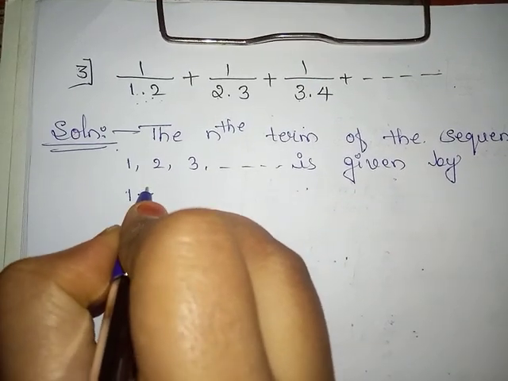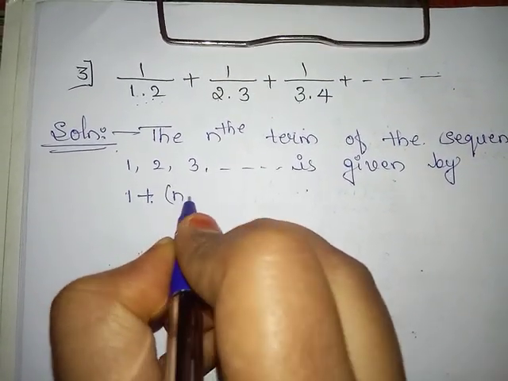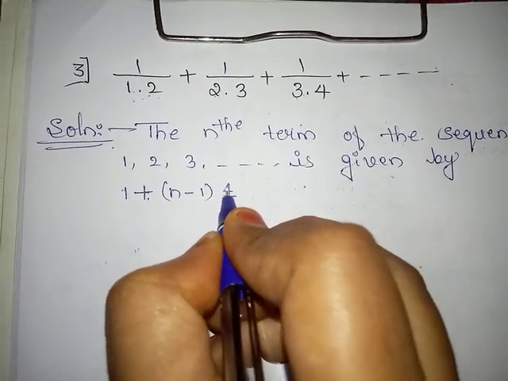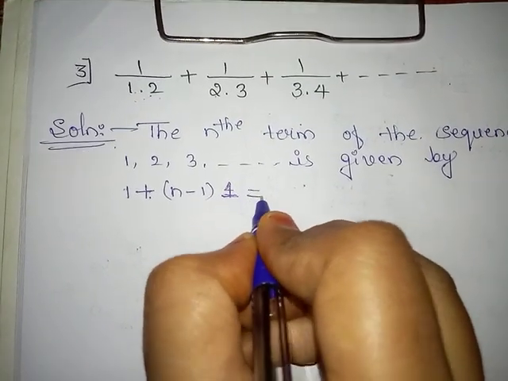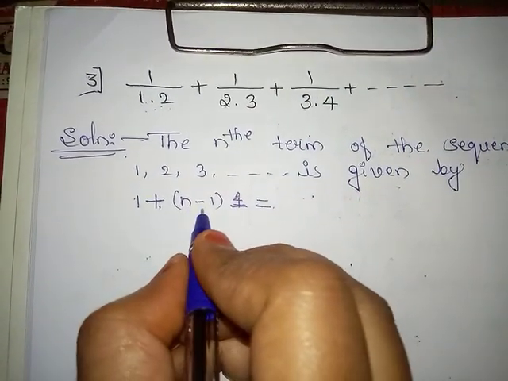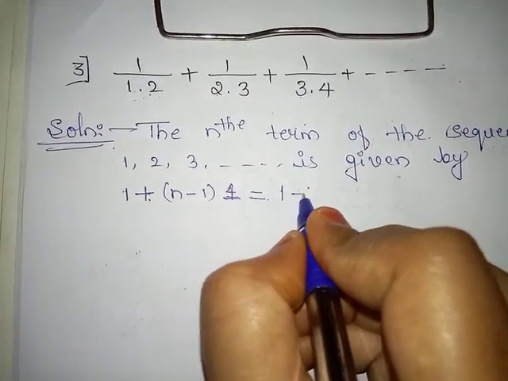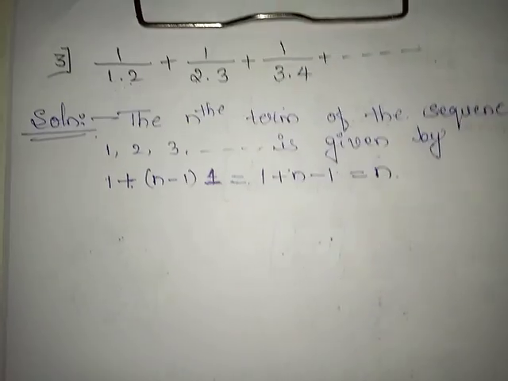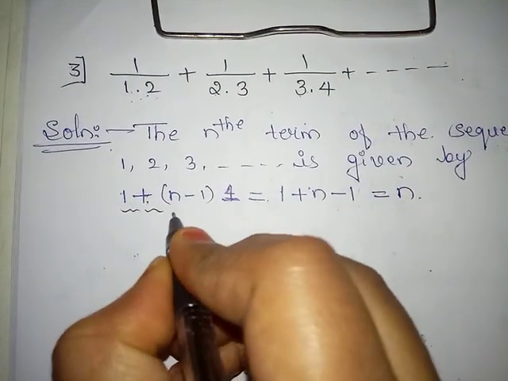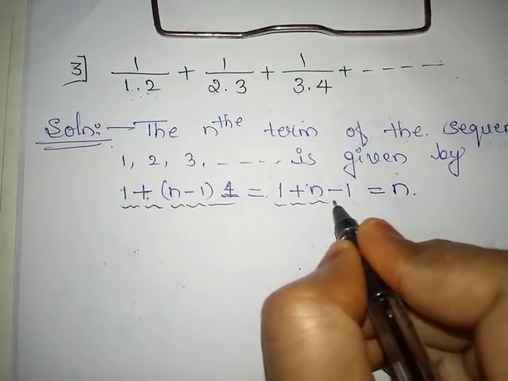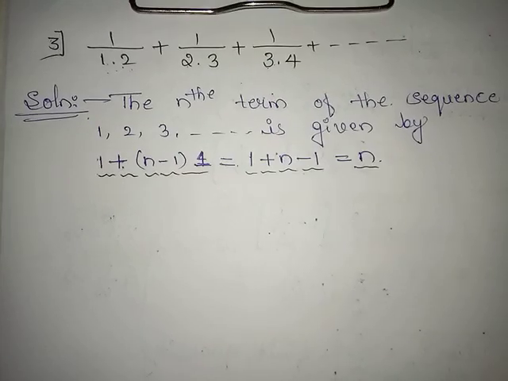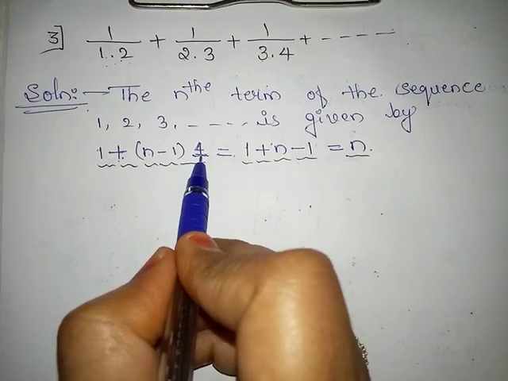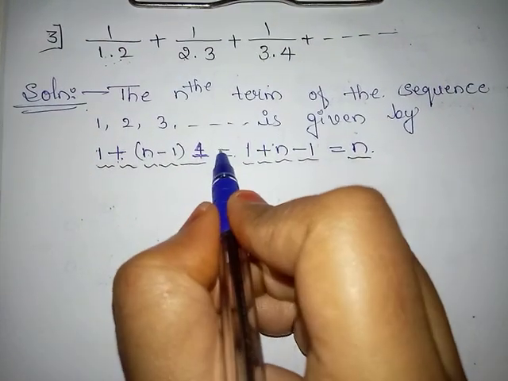1 plus n minus 1 into 1. When we solve this, what do we get? 1 plus n minus 1 means it is n. I will underline this. How to find this nth term? What is the formula I am using here? 1 plus n minus 1 into 1. What is the formula here?